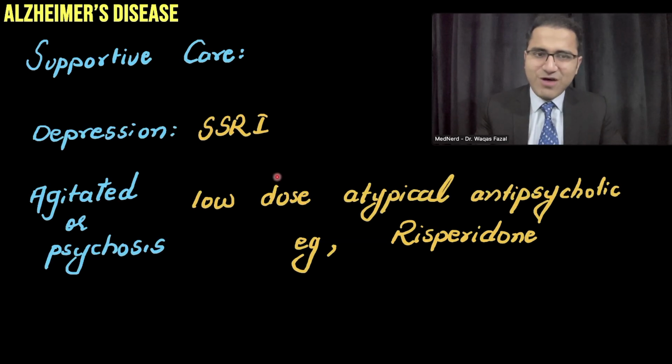Now, the supportive care that you have to provide to these patients: in the initial stages they will be having depression. For that, you have to give SSRIs. If these patients get agitated and psychotic, first of all, try to avoid giving antipsychotics, because the risks are much more than the benefits. Try non-pharmacological de-escalation methods. But if those fail, you can use an SSRI for the treatment of agitation. While it will be surprising for you, citalopram has been shown to reduce agitation in patients with Alzheimer's disease. So citalopram can be used, or you can use low dose atypical antipsychotics like risperidone or quetiapine in these patients.